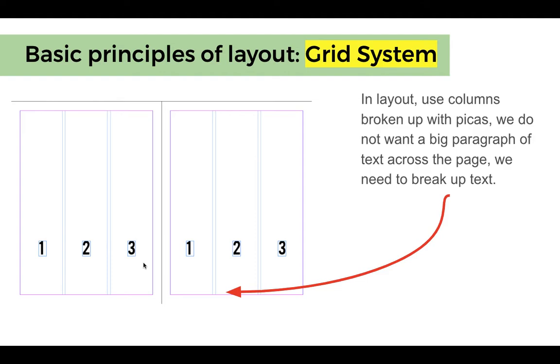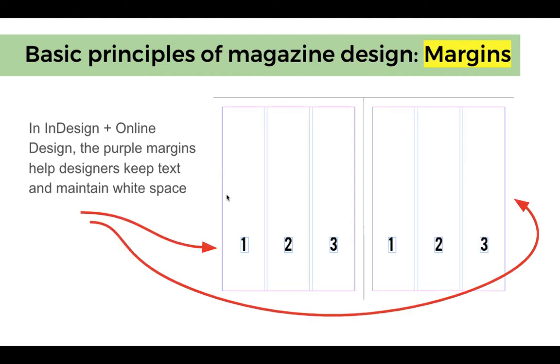All right, grid system. This is so important. In layout, we use columns that are broken up with picas, right? We do not try to have some big, large paragraph of text across a page. When we're working with newspaper, yearbook, magazine design, whatever it be, we have a grid system where we keep inside of our margins and we keep inside of our columns as well. Now, you can deviate from that. It's, of course, up to you how creative you want to be and what kind of creative liberties you want to take. But we try to keep within these columns, okay?